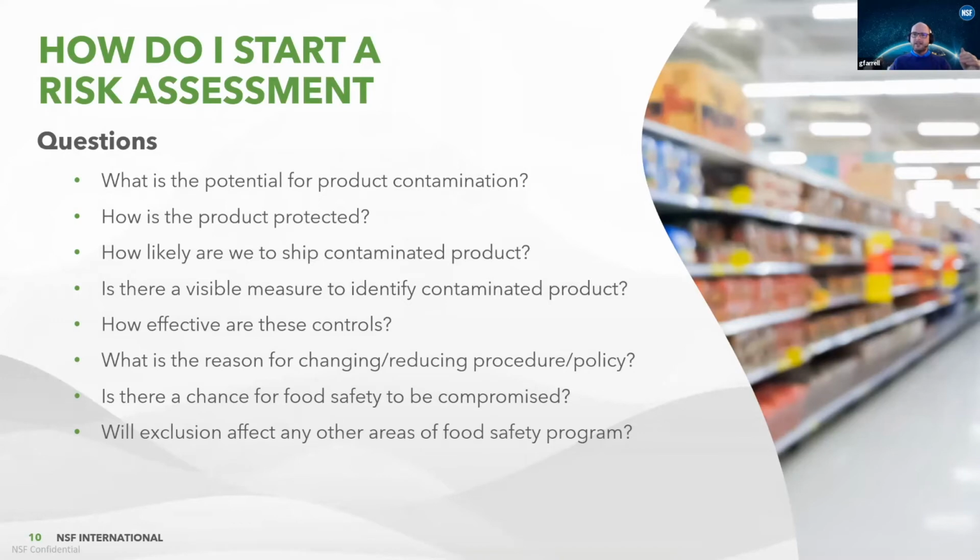So how do we start that process? What are some of the questions that we would ask? What is the potential for product contamination? How is the product currently protected? How likely are we to ship contaminated product? Is there a visible measure to identify contaminated product? How effective are the controls that we have in place? What is the reason for changing, reducing our policy and procedure?